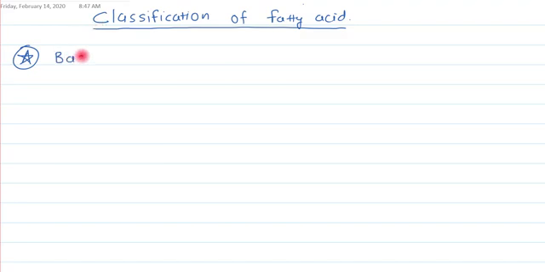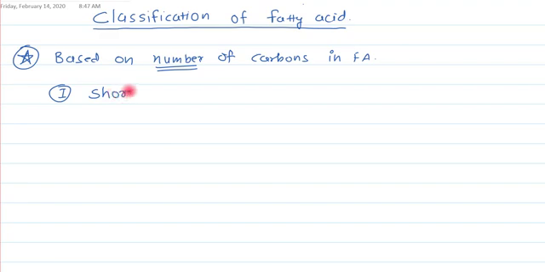So the first way is based on the number of carbons in the fatty acid, right? Based on the number of carbons, fatty acids are basically divided into three groups. The first group is the short chain fatty acid, also known as SCFA. This is a popular and accepted short form, so in future videos, whenever required, I will write only SCFA. Short chain fatty acids are between 2 carbon length to 6 carbon length.